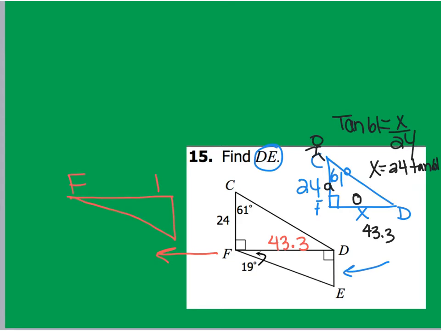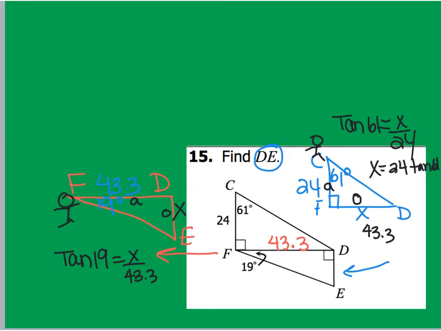Here's FDE. This in here is 19 degrees. This side is 43.3. And I'm solving for DE, which I will call x. So let me stand. 43.3 is adjacent, and x is going to be opposite. That's tangent, so I'm going to do tangent of 43, or excuse me, let me back that up. Tangent of the angle where I'm standing, which is 19, is equal to x over 43.3.